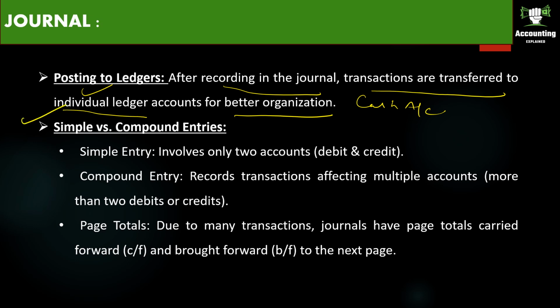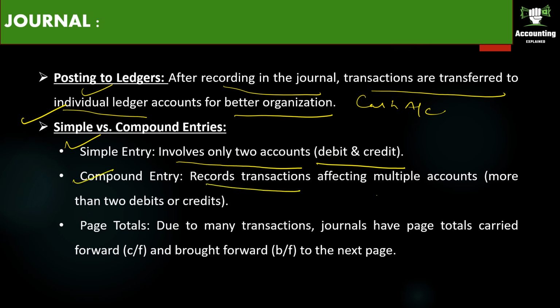Simple versus compound entries. This is regarding the journal entries. Simple entries involve only two accounts, a debit and a credit. As we saw, machinery account debit to cash account. We had only two entries. Compound entry.